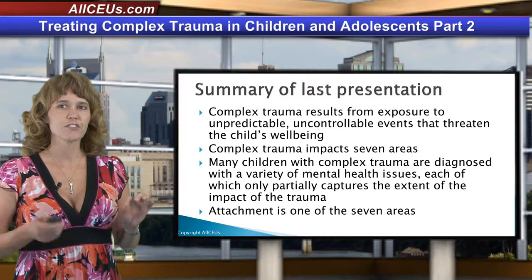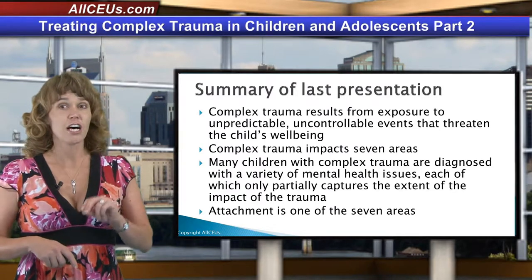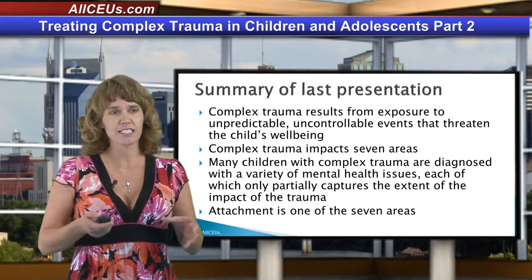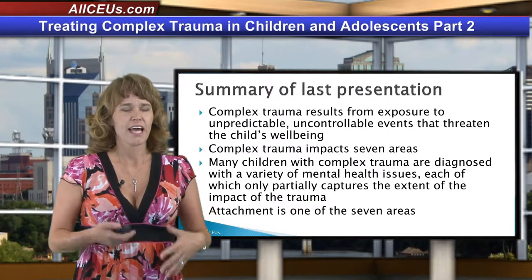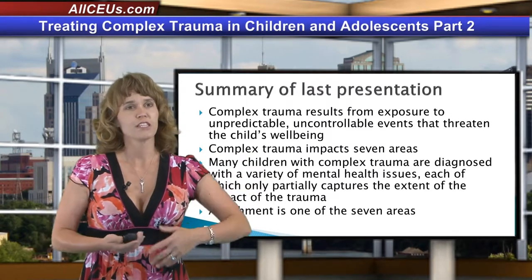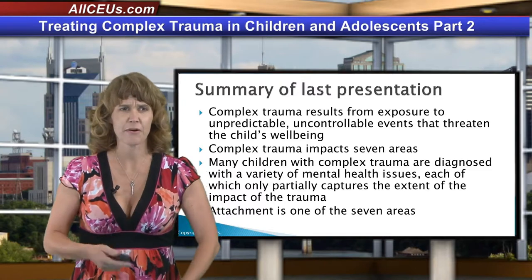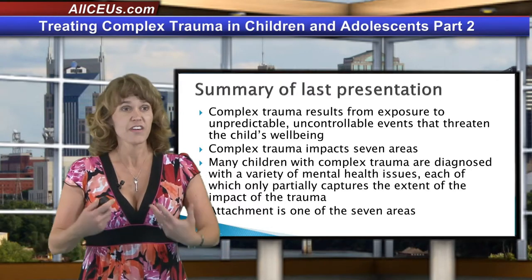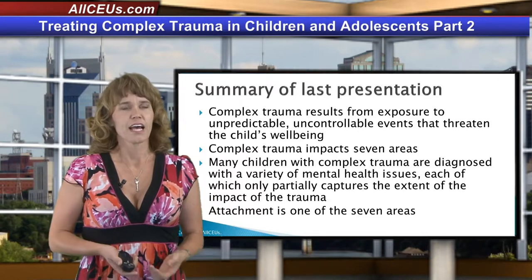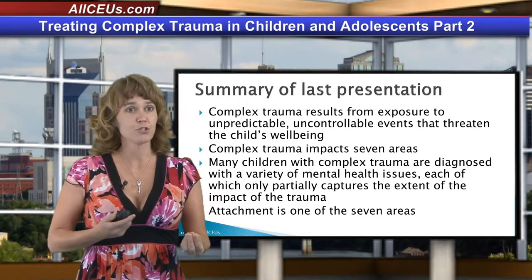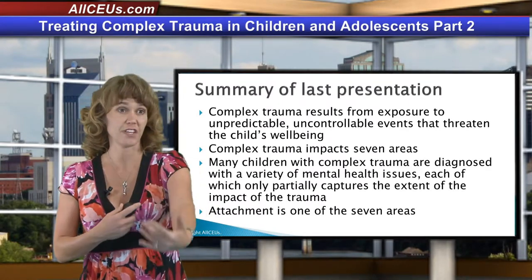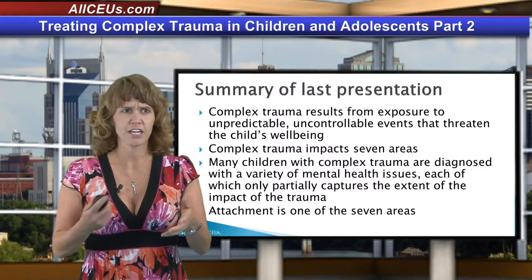Complex trauma results from exposure to unpredictable, uncontrollable events that threaten the child's well-being. Now, we talked about that a whole lot last week, and this dates all the way back to birth and infancy, when the child wasn't able to predict. They would have certain internal feeling states, hunger, fear, sleepiness, etc. And if those feeling states weren't responded to appropriately, and if the child didn't learn to identify and deal with their own feeling states, the world became very unpredictable.